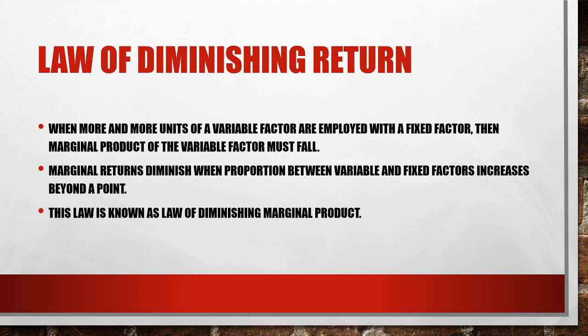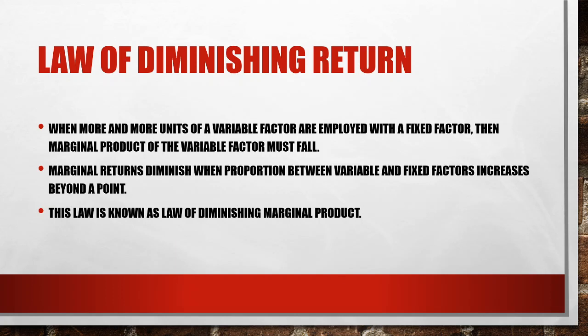This law states that when more and more units of variable factor are employed with a fixed factor, then marginal product of the variable factor falls. This means that the marginal return diminishes when the proportion between variable and fixed factor increases beyond a point. So this law is also called the law of diminishing marginal product.